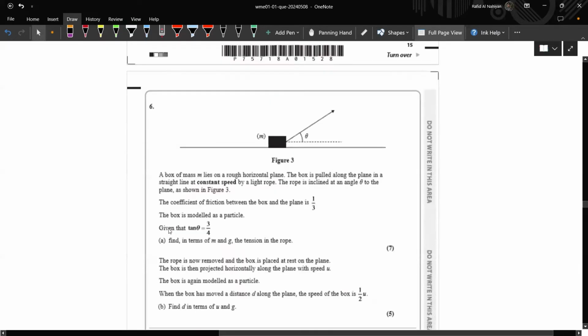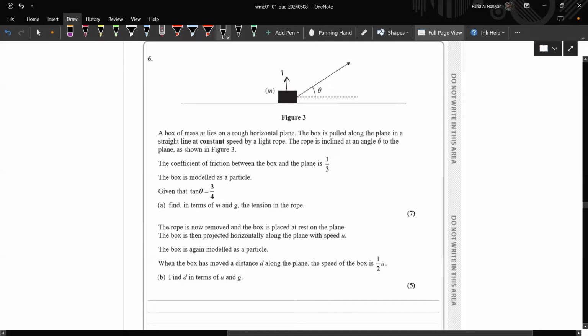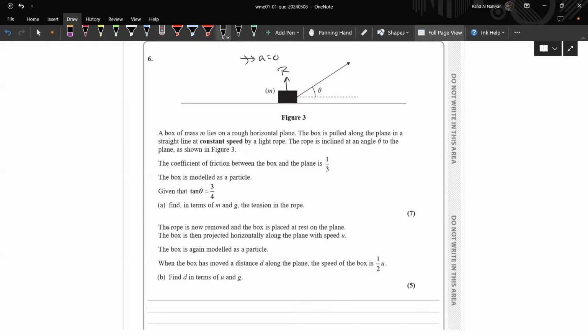Okay, next question says, oh, I love these questions. A box of mass M lies on a rough horizontal plane. So this is rough, and when it's rough, what I do is I just draw on the diagram this reaction force, and that's it. And then the box is pulled along the plane in a straight line at constant speed. So I know that the acceleration is 0. And the rope is inclined at an angle theta to the plane. The coefficient of friction between the box and the plane is 1/3.